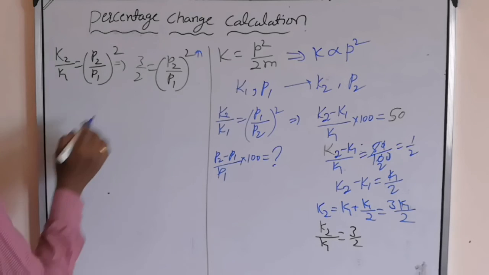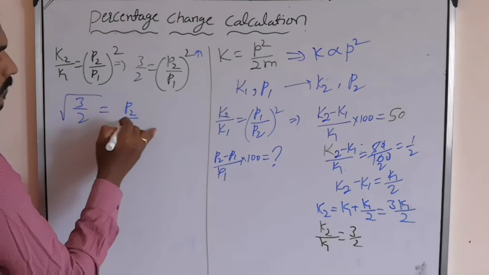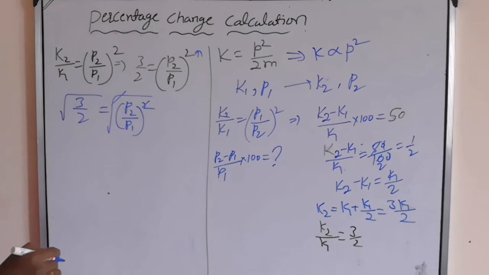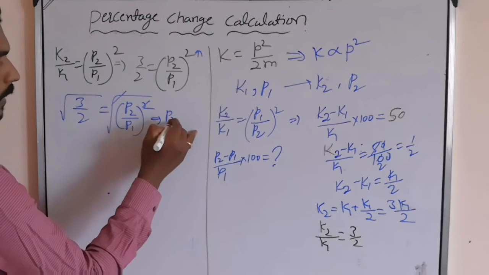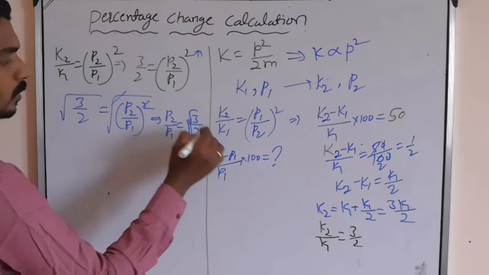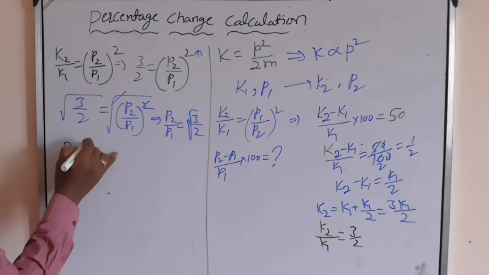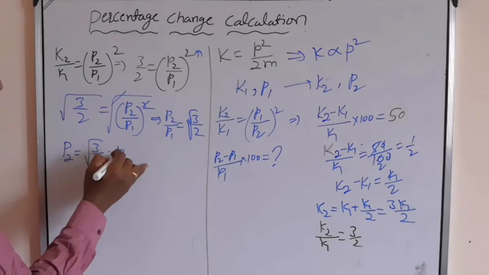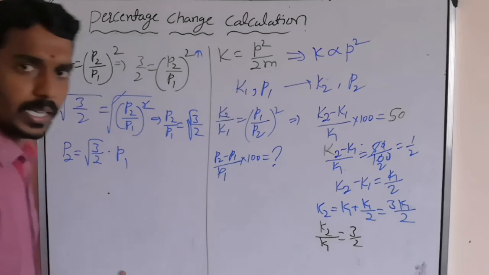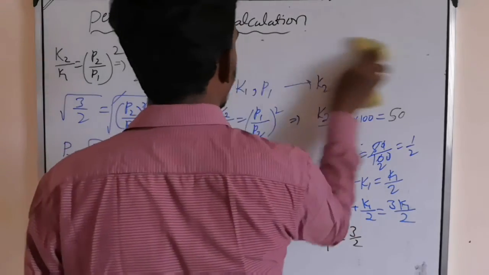Now apply square root on both sides. So the square root and square cancel, so that P2 by P1 equal to root of 3 by 2. Now P2 equal to root of 3 by 2 times P1. So from the K1, K2 relation, I found the relation between P1 and P2.